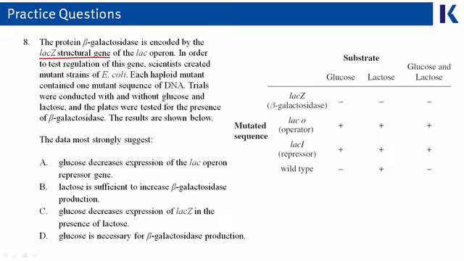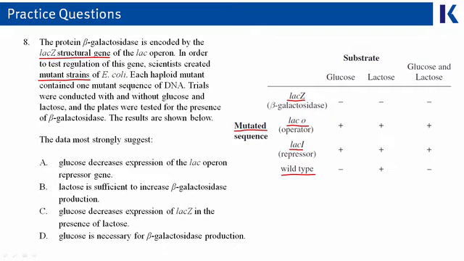But what question number 8 does that the other two questions don't do is it tells us about these scientists who made mutant strains of E. coli. What they did was they mutated a different sequence in 4 different types of bacteria. The first sequence, they mutated LAC-Z. The second one, they mutated LAC-O. Third one, they mutated LAC-I. Fourth one, well, they didn't mutate anything. That was just the normal wild type.